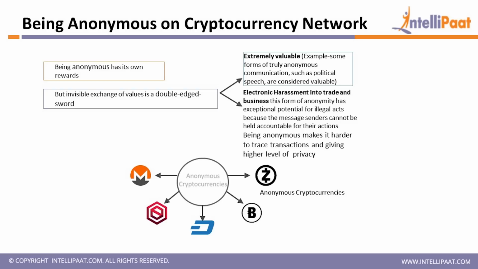Being anonymous has its own rewards. It also adds value, but invisible exchange of value is a double-edged sword, because you never know what the other person is doing and who the person is. Some forms of truly anonymous communication, such as political speech, are considered extremely valuable. But in electronic harassment, trades and business, this form of anonymity has exceptional potential for illegal acts, because the message senders cannot be held accountable for their actions. Being anonymous makes it harder to trace transactions and gives a higher level of privacy. So you can see here, being anonymous has both advantages and disadvantages, but for some cryptocurrencies it becomes valuable, and Bitcoin and others, like Zcash, are building blocks used for transactions with anonymous identities.